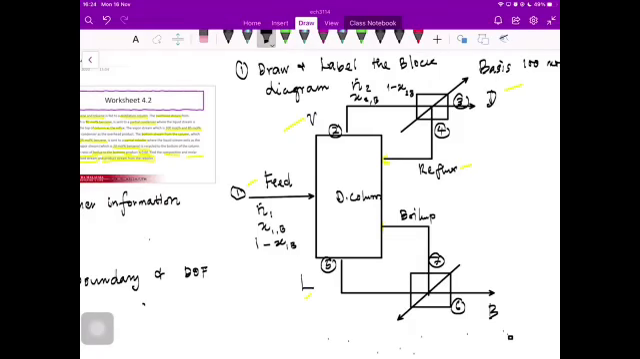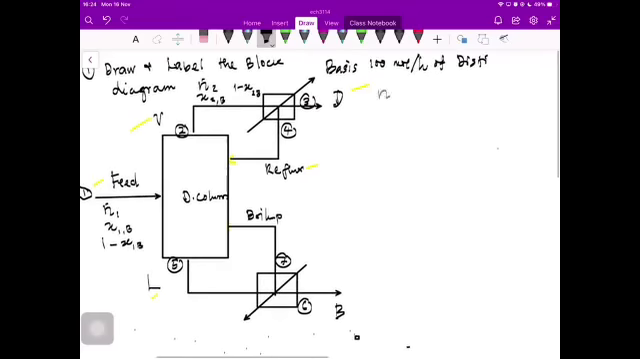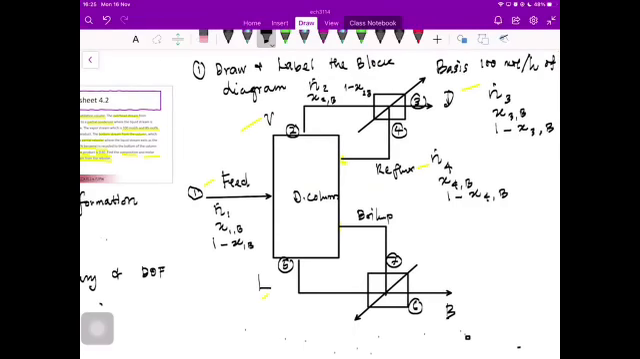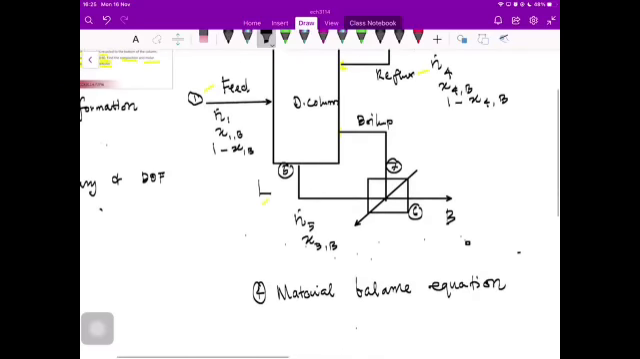And then we have stream number 3, which is N3, X3B, and 1 minus X3B. Stream number 4, we have N4, X4B, and 1 minus X4B. Going down the column, we have N5, X5B, and 1 minus X5B.